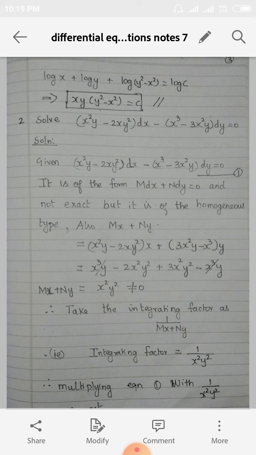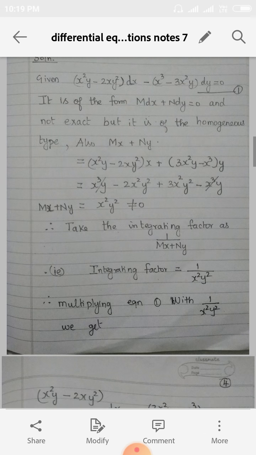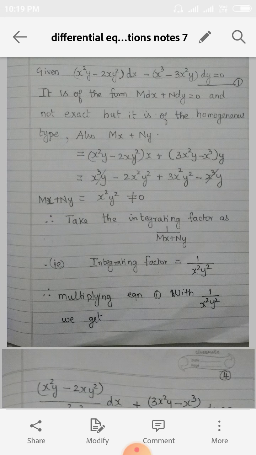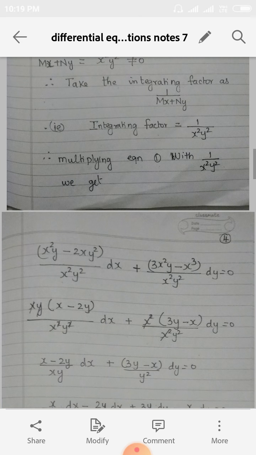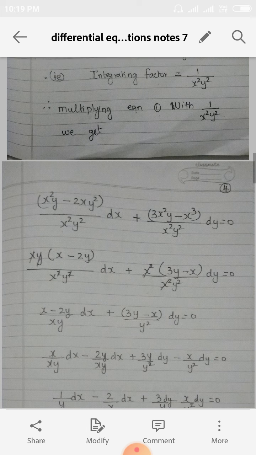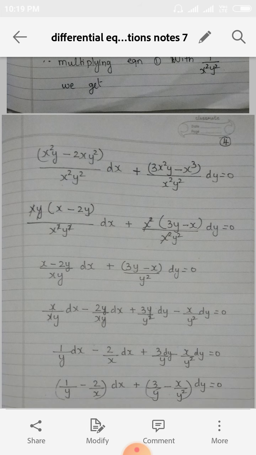So Mx + Ny not equal to 0 means the integrating factor is 1/(Mx + Ny), that is 1/(x²y²). So multiplying equation 1 with 1/(x²y²). This is the next step. Okay girls, so after multiplying, just cancel the like terms. So we get, after cancelling the like terms, separate the terms.